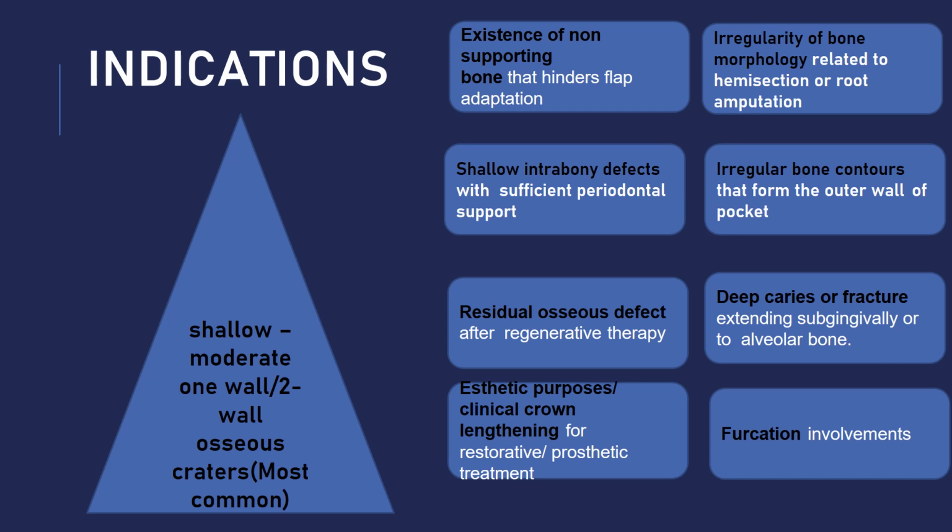So the main indication is shallow to moderate defects. Other than that, existence of non-supporting bone hindering flap adaptation, irregularity of bone morphology related to hemisection or root amputation, shallow intrabony defects with sufficient periodontal support, irregular bony condyles that form the outer wall of the pocket, residual osseous defect after regenerative therapy, deep caries or fracture, aesthetic purposes, and furcation involvements.